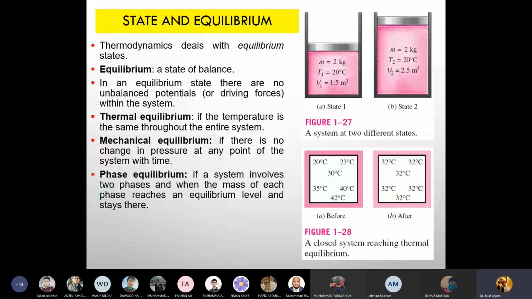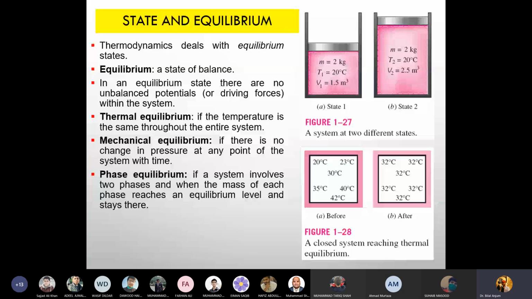Now, the third kind of equilibrium is basically the phase equilibrium, which says that if a system involves two phases and when the mass of each phase reaches an equilibrium level, it stays there, you say it's a phase equilibrium. For instance, if you remember, I'm in the liquid phase and I'm cooling down my material. You remember the phases were constantly changing. You entered into an austenite zone, then you entered into ferrite plus cementite zone. And once you reach room temperature, you have finally defined your final phases, whether it's a two-phase system, whether it's a eutectic system. But you have fixed phases at room temperature, which are not changing. So that's the condition where you have phase equilibrium. Clear?